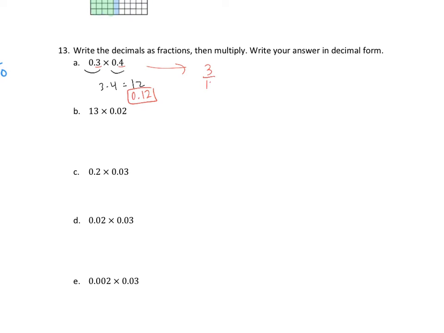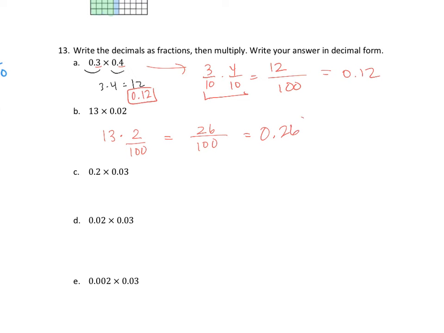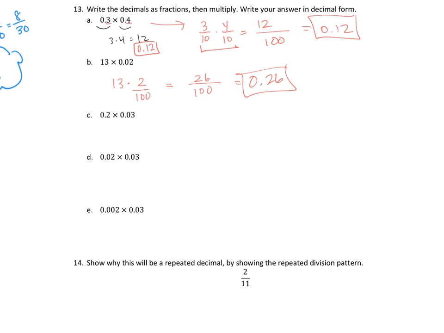So that's 3/10 times 4/10. Well, that's 12. That's the 12 that we're talking about. But now we're out of hundredths. So you can see the 2 decimal places needed there. We have 13 times 2/100ths. Again, it's really 13 times 2, so we get 26. These are 26/100ths, so 0.26. And you can check all of these with your calculator.